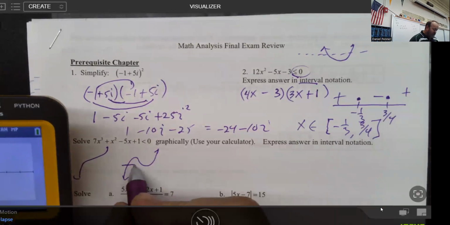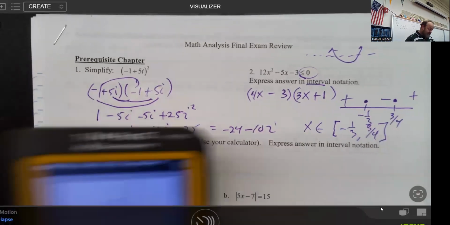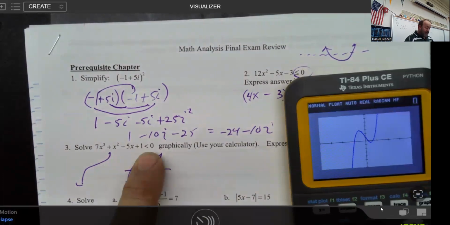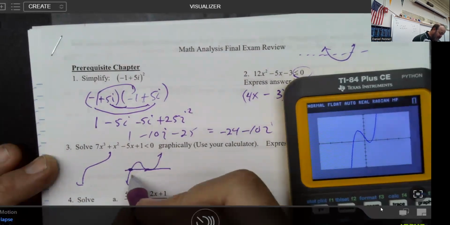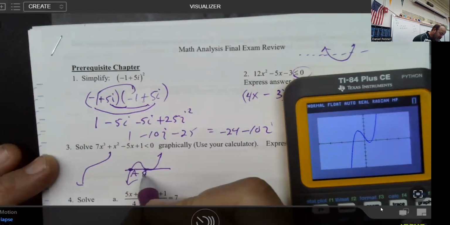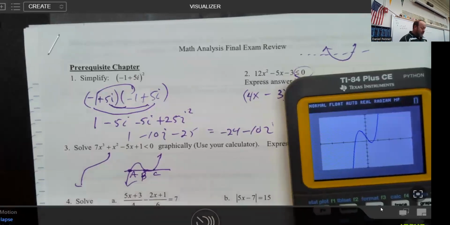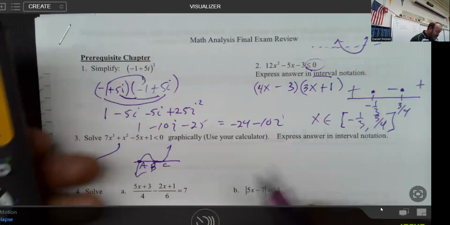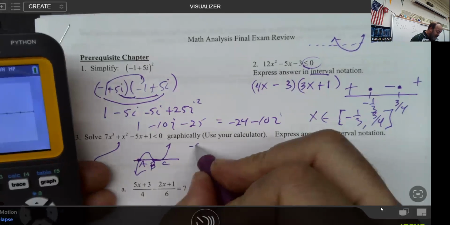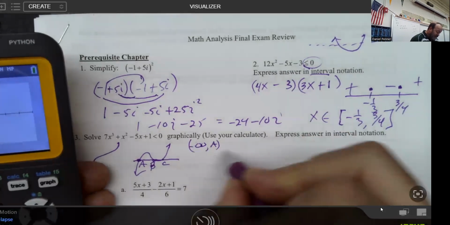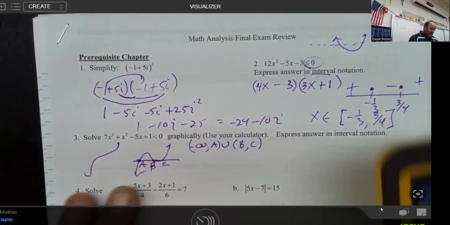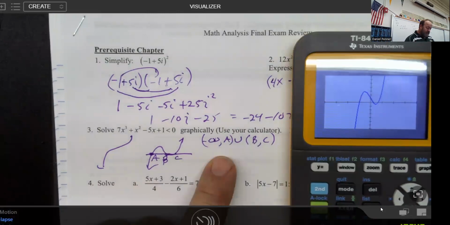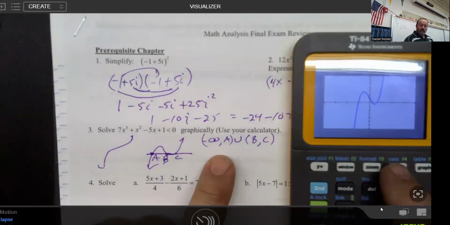And I want to know, when is the graph, according to this, below the x-axis. So it looks like there's a little region in here and a region right there. So I need to find out what this value is A, this value right here is B, and that value right there is C. So I'm going to be below the axis from -infinity to A. And then I'm also going to be below the axis from B to C. So all I need to do is use my calculator to calculate. So second calculate.